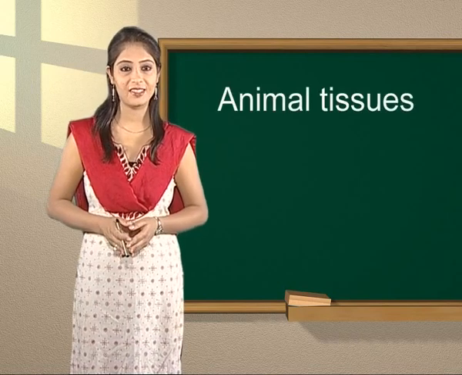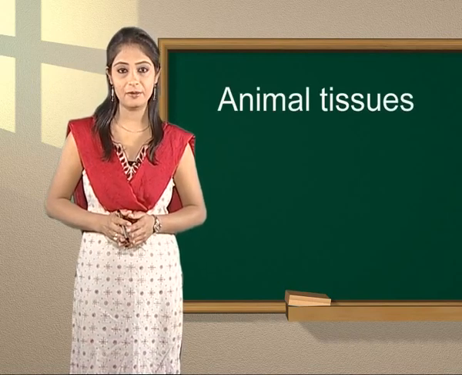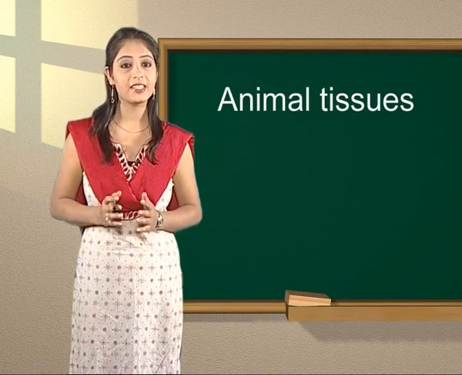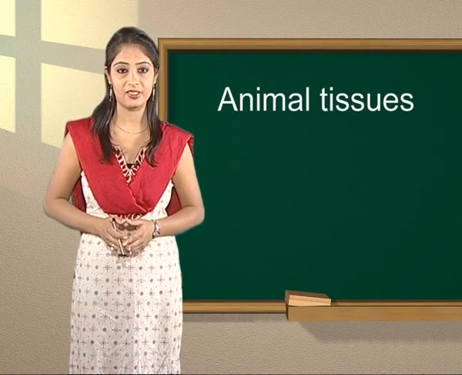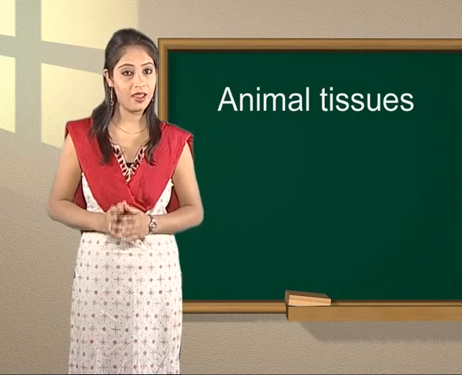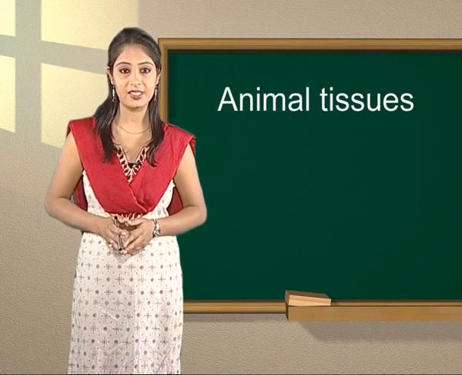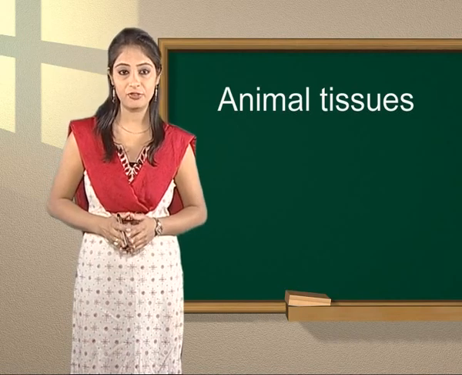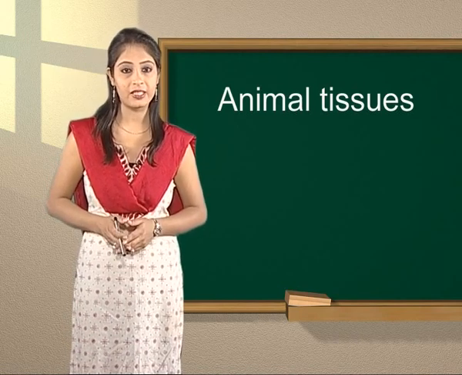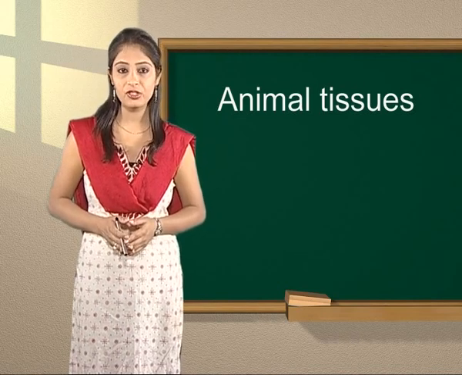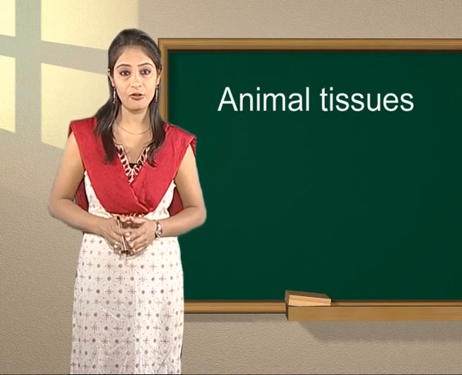Hello students, welcome to the world of animal tissues. The body of all living organisms, including plants, fungi and animals, adhere to a distinct hierarchical organization in which relatively simple structures combine to form larger, more complex structures. Animals are complex organisms having different types of tissues and more complex organs than found in the plants. Organs in animals are composed of a number of different types of tissues.